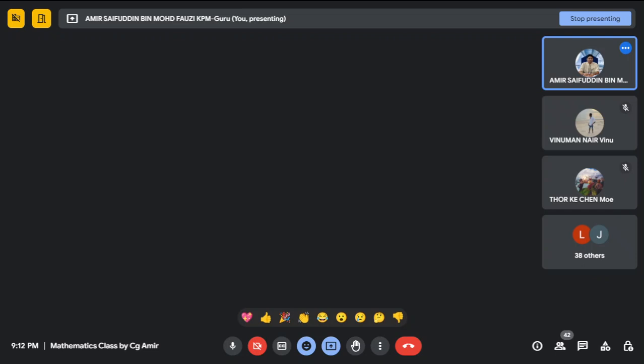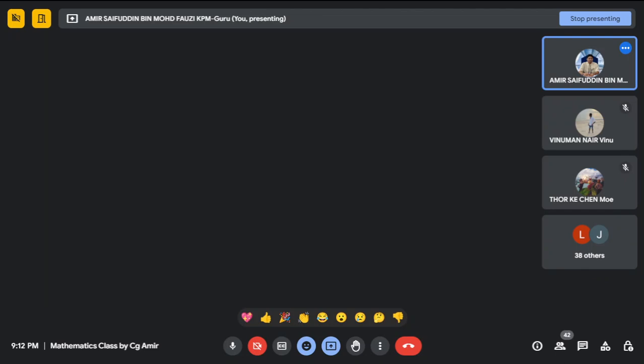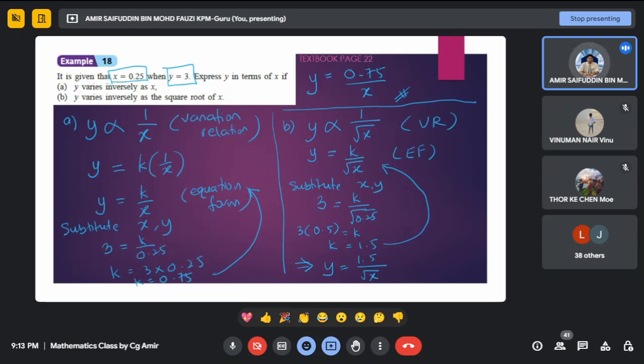So now you have the value for k in the second question B. You get k is 1.5. After you get k as 1.5, substitute the value of k in the equation form. So you get y equal to 1.5 divided by the square root of x. Okay, this is the answer for B. A and B.